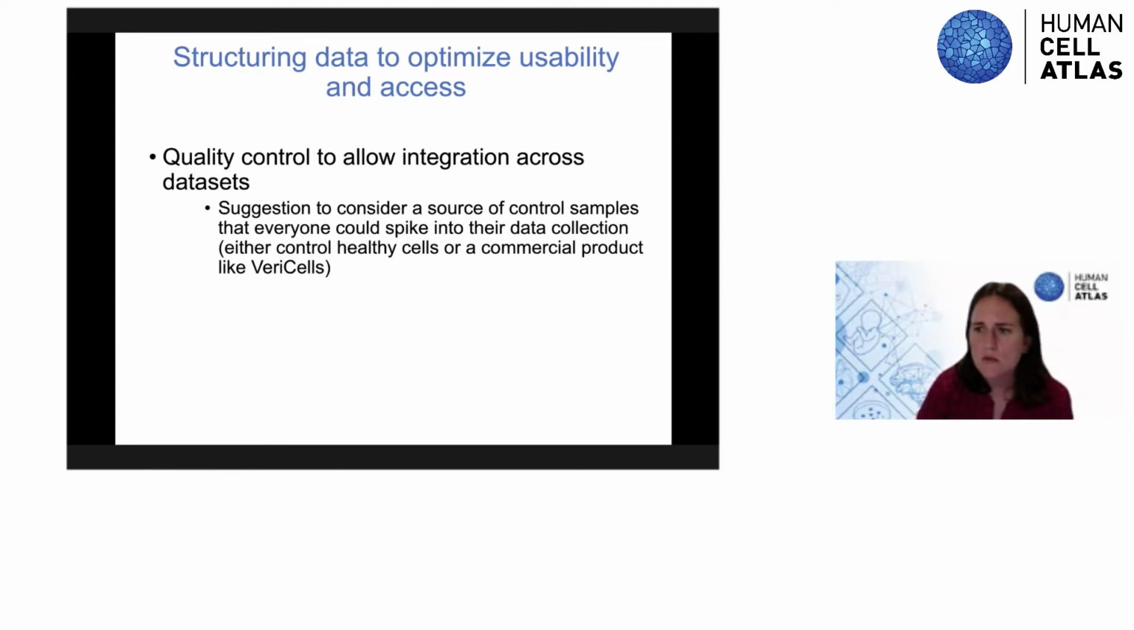And so one technical recommendation that came forward as a question was, could there be a centralized source of control samples that could be spiked in during data collection as we move forward, for example, with GTEx and with the recent CZI PCA request for submissions: either healthy control cells or a commercial product or a stimulated cell sample, depending on the organ of interest, to try to bring across healthy and disease more ability to control and compare accurately.